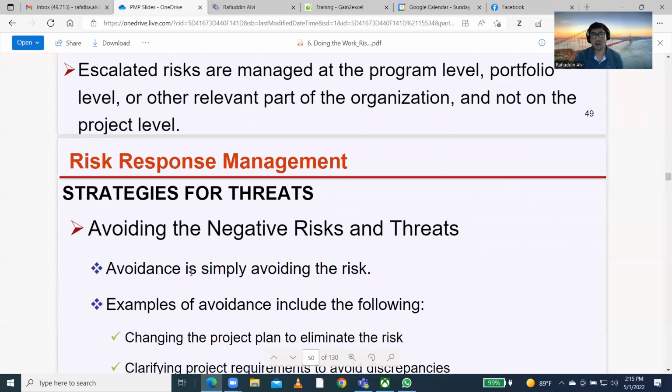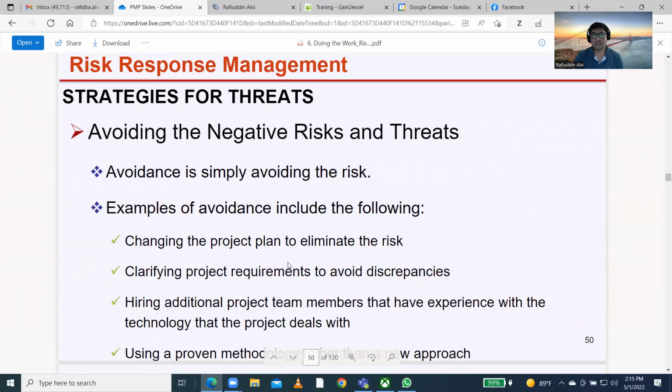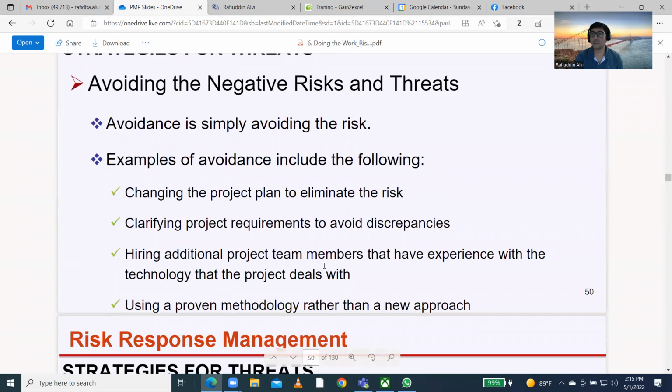Strategies for threat, avoiding the negative risk and threat. How will you avoid it? Basically, changing the project plan to eliminate that. It means you change the plan. Clarifying the requirement to avoid discrepancy. Hire additional project team members. If the resource is not sufficient, you hire additional members and use some kind of proven methodology based on expert judgment, or based on the experience of expert people.